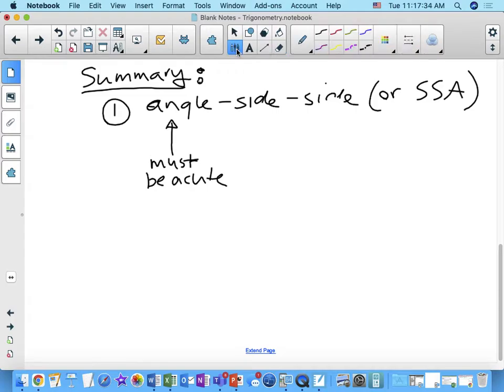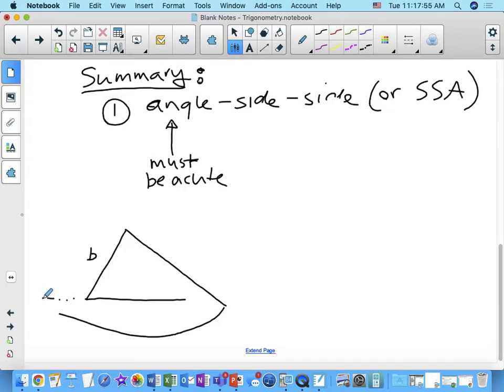Here's side B. Side A is larger, right? So let's say it's like this, right? Now if I swing that around, it's going to hit on this side. Here's my line. Here's angle A, right? So it's almost like swinging a pendulum, right? So if I swing the pendulum along this baseline, actually, I should make it more like this.